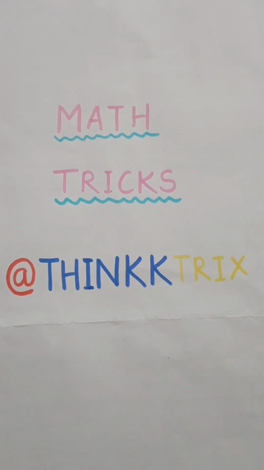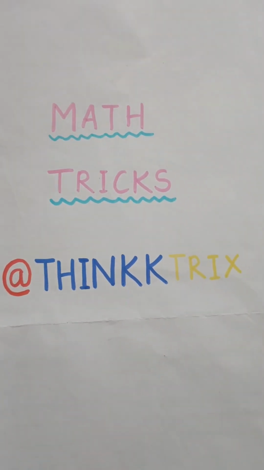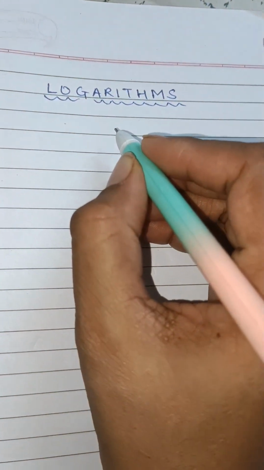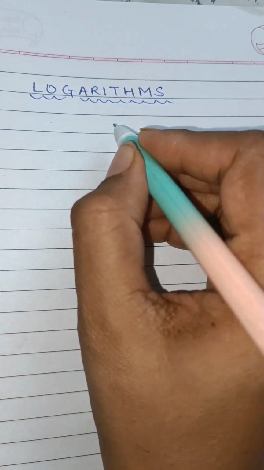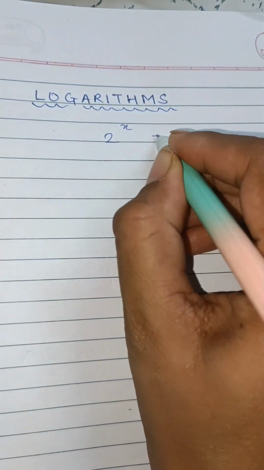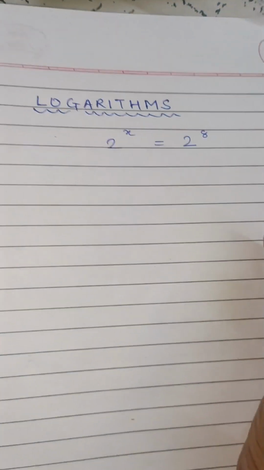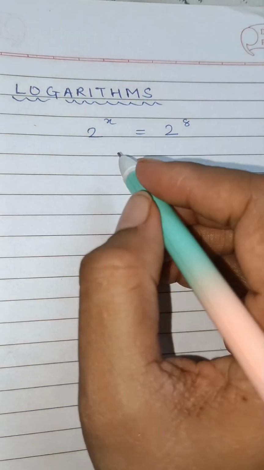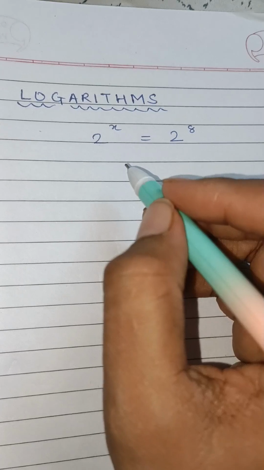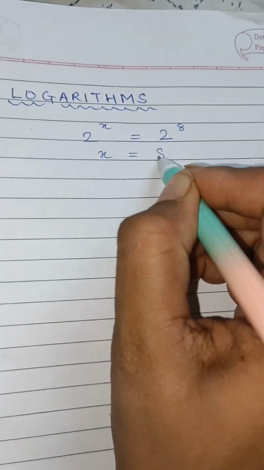In today's video we are going to learn about the basic concepts of logarithms. You have already studied in the exponential form that if 2 raised to x is equal to 2 raised to 8, that is if their bases are equal, then their powers, that is index, are also equal. So x is equal to 8.